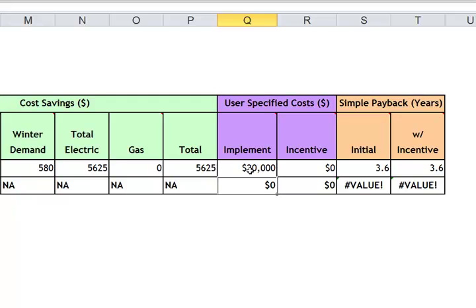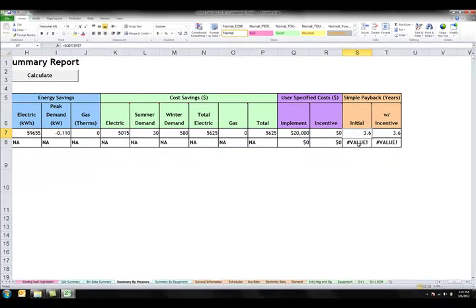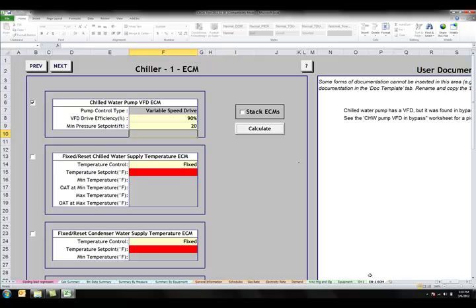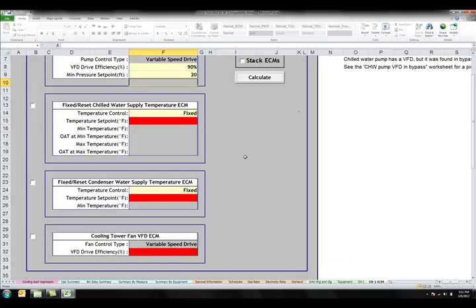We see that the estimated simple payback period for the measure is 3.6 years. Returning to the ECM worksheet, other ECMs can be added for chilled water supply temperature, condenser water supply temperature, and cooling tower fan VFD measures. For our example building, we'll assume that each of these ECMs is being added to this particular chilled water plant.